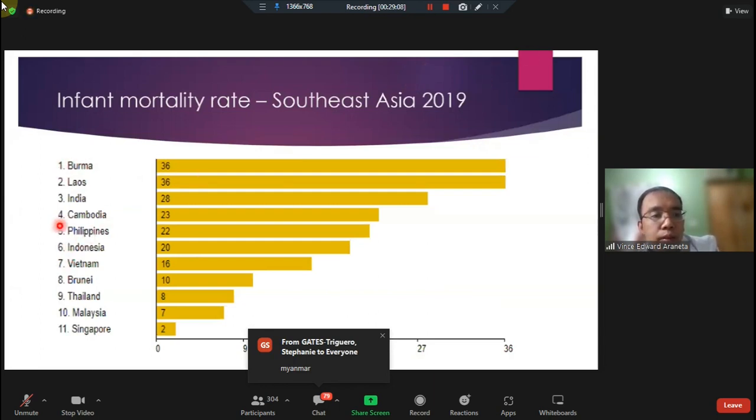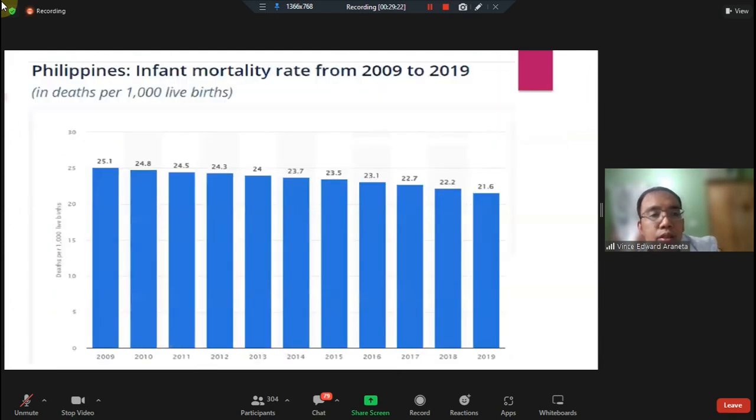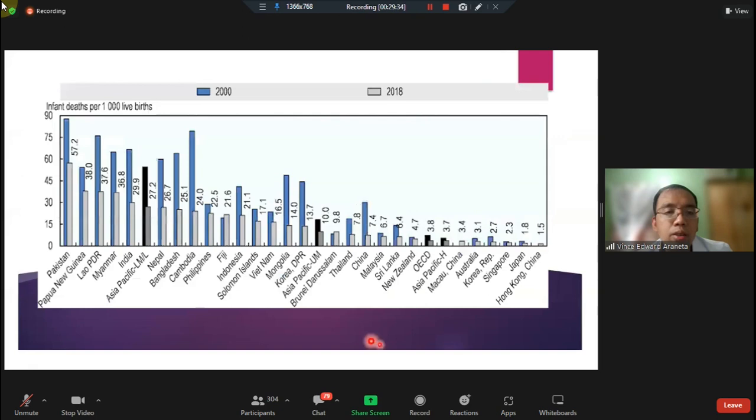Actually, the Philippines was in the top 5, in the 5th position. But for our country, there's a decrease. Although we're in the top 5, there's a decreasing trend in the infant mortality rate from 2009 to 2019. And if you're going to compare across countries, although still relatively high, of course we would want to achieve lower infant deaths per 1,000 live births, such as in more advanced countries, for example, Japan, Korea.